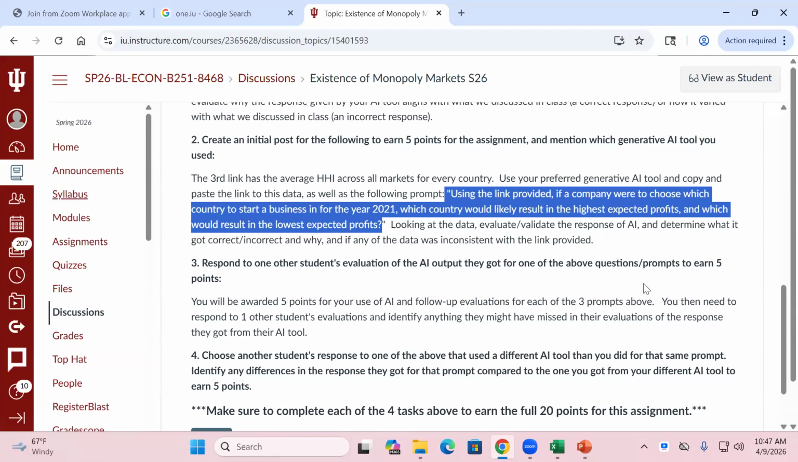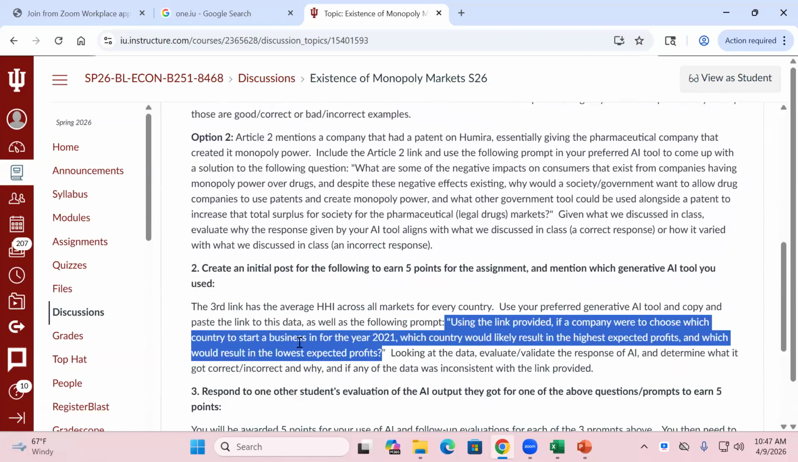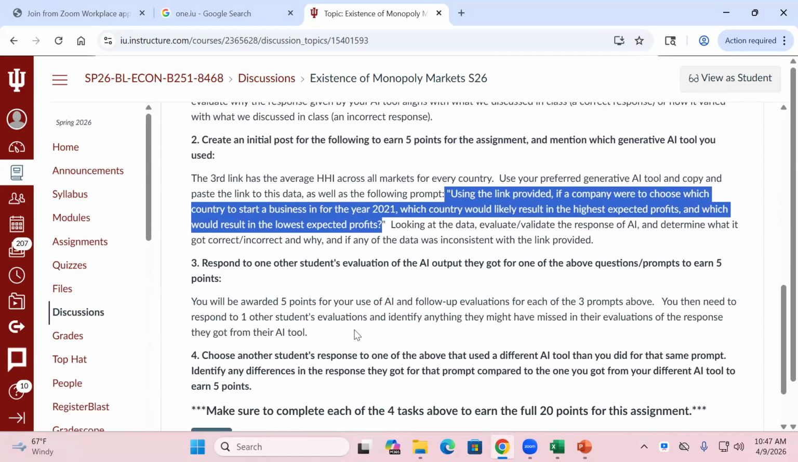Right? So the first 2 parts where you earn 5 points each, choose one of those articles. You only have to do one of these options. Evaluate AI's response. Do that data link. Evaluate its response. Those are 5 points each. In both of those, mention the AI tool that you use. That's in the instructions as well. So some of you will use Notebook LM, some of you will use Chat, whatever your favorite AI is.